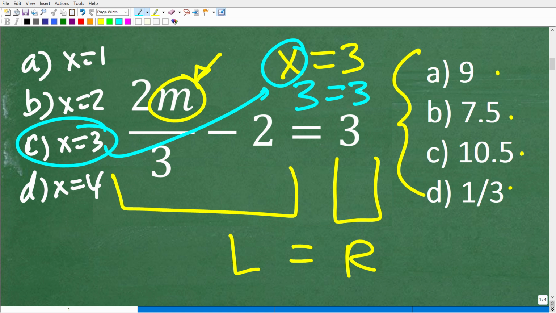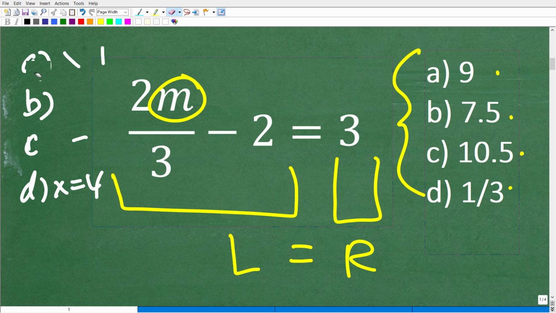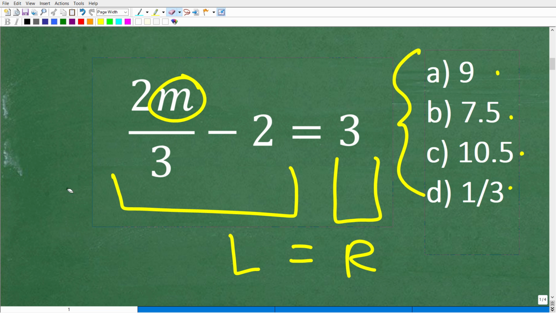So that is by definition what a solution to an equation is. It's basically the value such that when we replace a variable or variables with a number, the statement is true, and it can actually be more than one value depending on the type of equation.